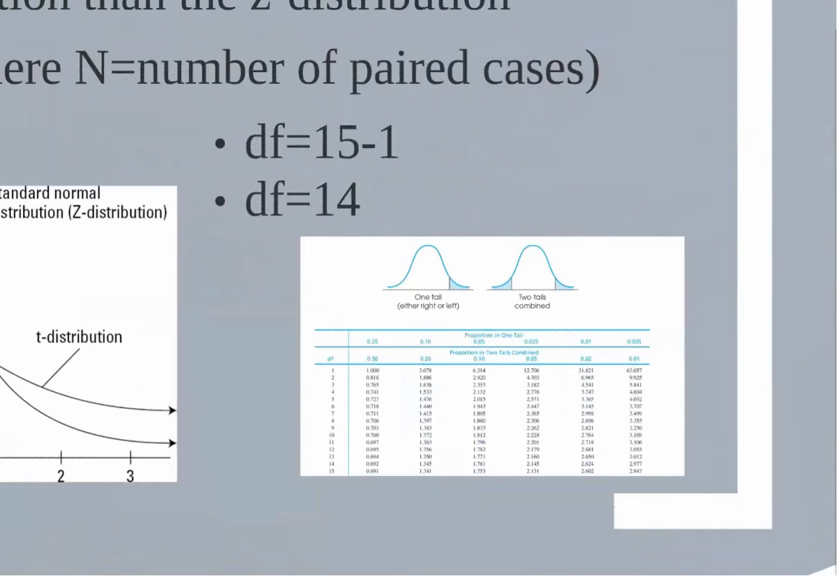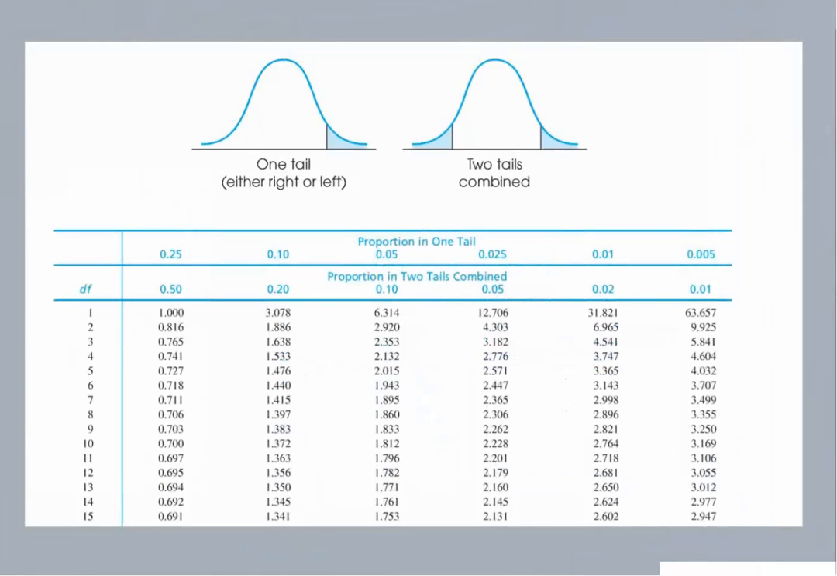Now we can come over to our t-table, and first we need to identify our alpha level. Remember, we typically use an alpha level of 0.05. That gives us 95% confidence in our test. And because we're using the one-tailed test, we want to use the 0.05 in the top row here.